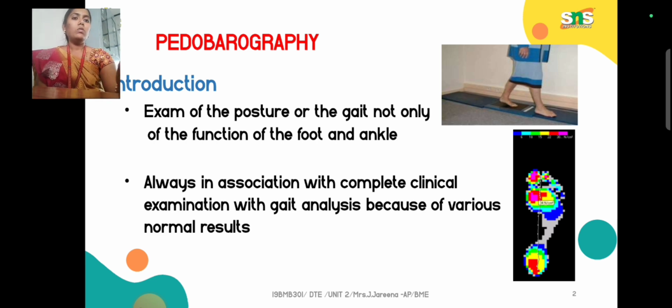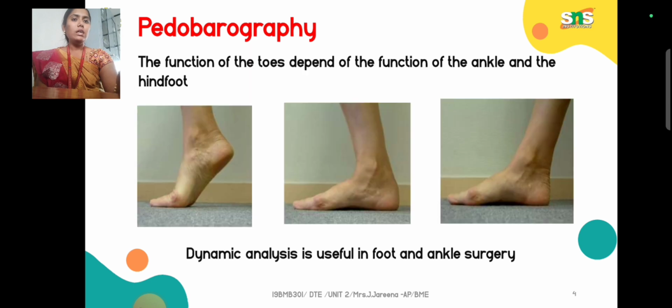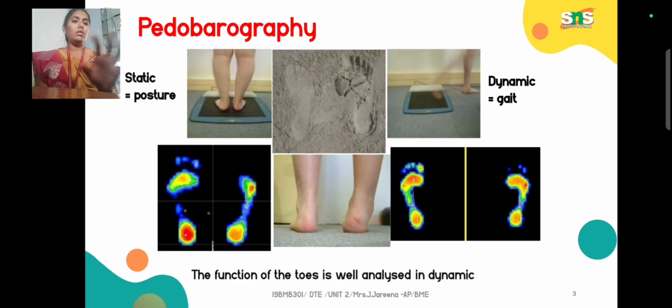So let's see what is meant by pedography. We can measure two kinds of things by means of pedography: static and dynamic. Static is the stable condition where you can analyze the posture, how they are standing on the ground. Dynamic is the posture we maintain while walking. That is where the role of gait analysis comes in.